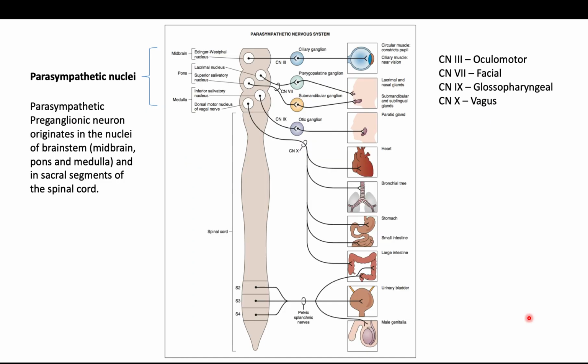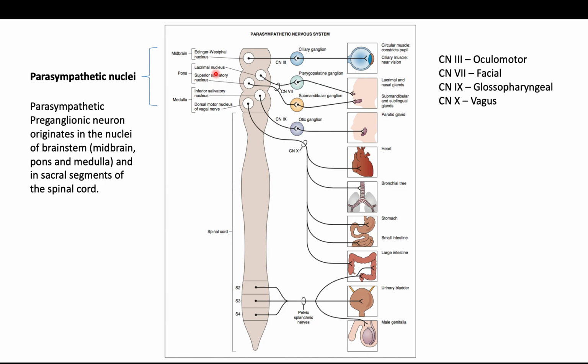Okay, now let's take a look at the parasympathetic nuclei. Basically, the parasympathetic nucleus is located at the Edinger-Westphal nucleus, and from there it comes out as cranial nerve number 3. This cranial nerve 3 will synapse with the second order neuron of the parasympathetic nervous system in the ciliary ganglion and go to the target organ. We call this nerve the oculomotor nerve.